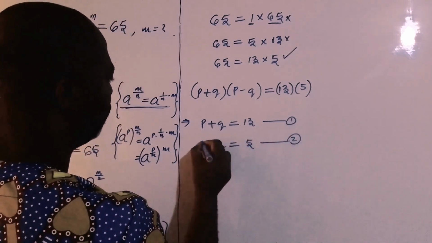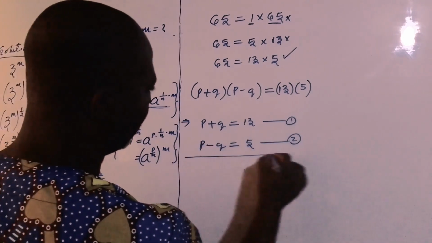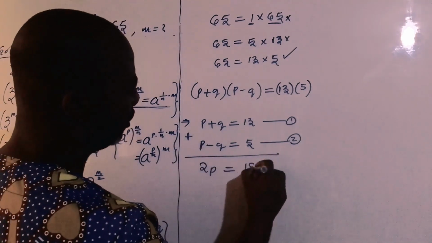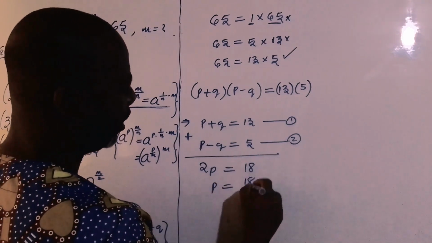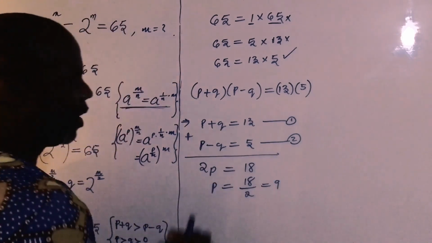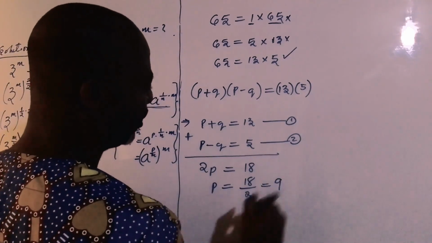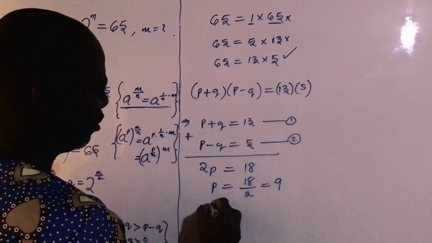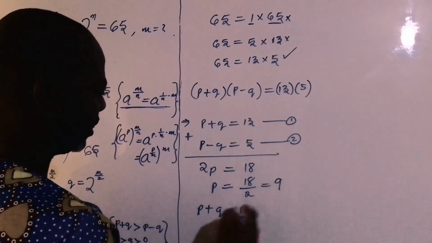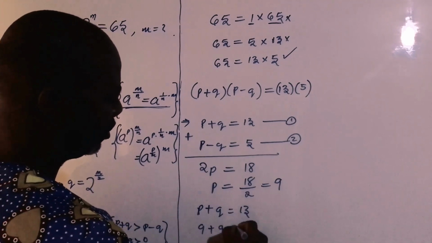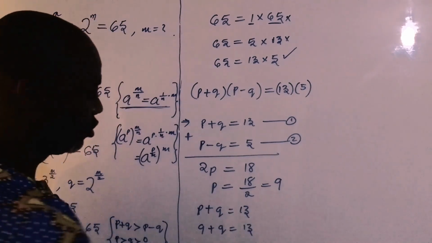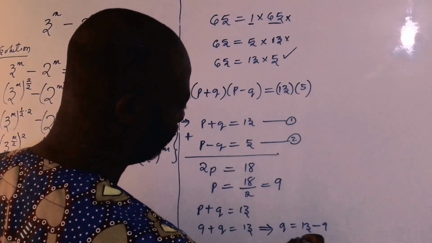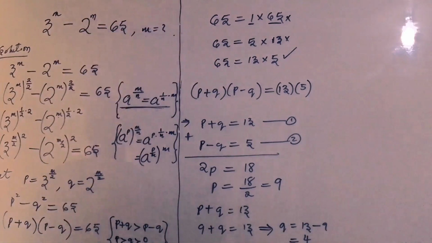Now if we solve these two equations simultaneously, first by elimination, we are going to get 2P to be equal to 18. And that will give us P as 18 divided by 2, which is 9. Now, taking the value of P, this is 9, into equation 1, we are going to get P plus Q equal to 13. Then P is 9, 9 plus Q equal to 13, right? So from here we can say that Q will be equal to 13 minus 9, which is 4. So Q equal to 4.